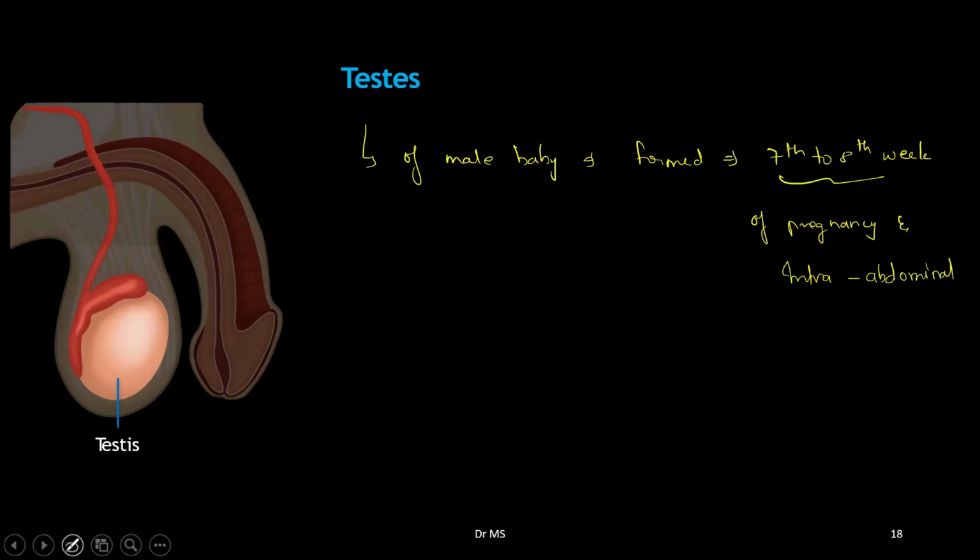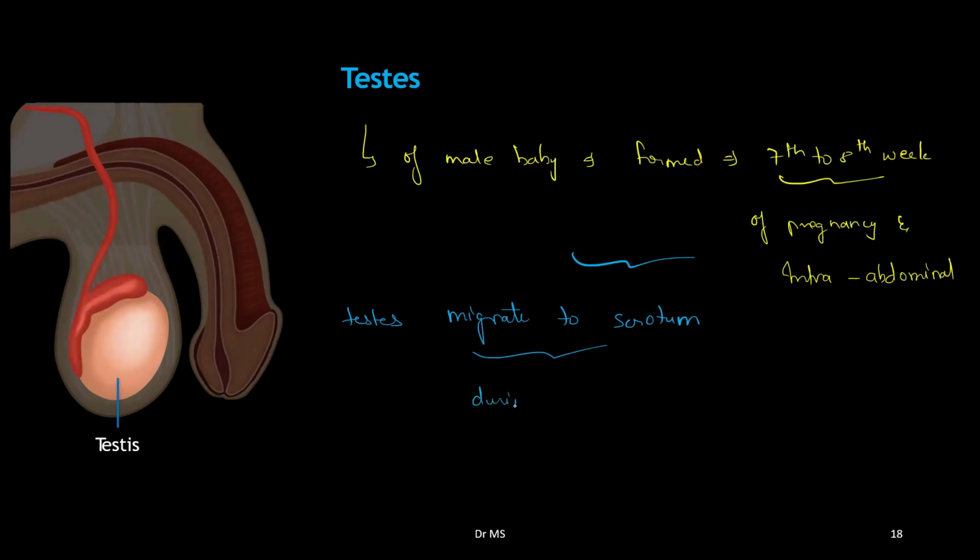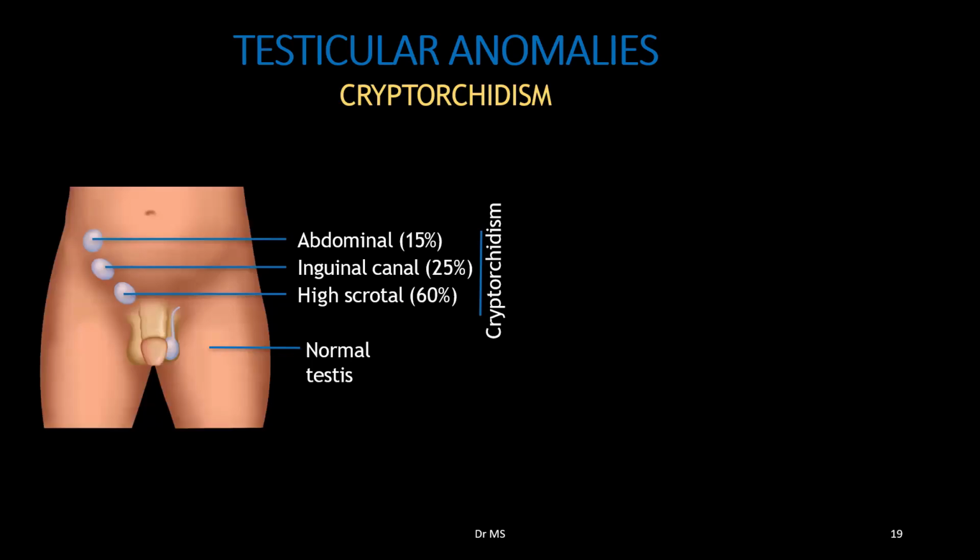And these testes, which are present inside the abdomen, will migrate to the scrotum during the last phase of pregnancy, that is the 7th to 8th month. Clear? Yes, sir. And remember, this has to happen in the 7th or 8th month of pregnancy.